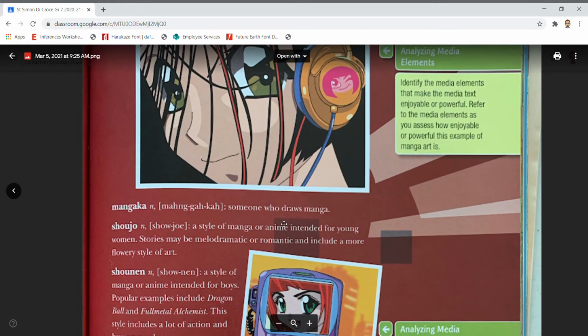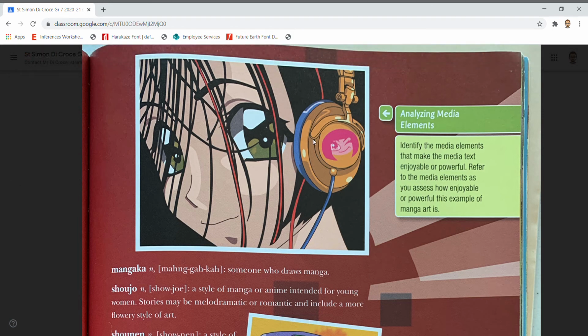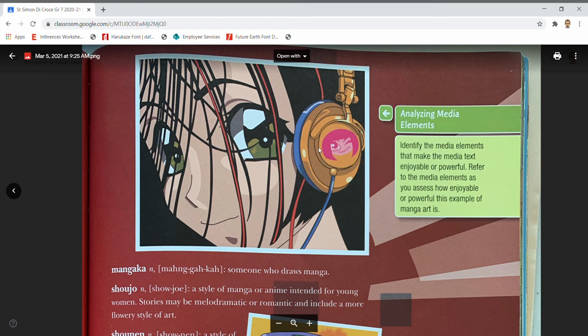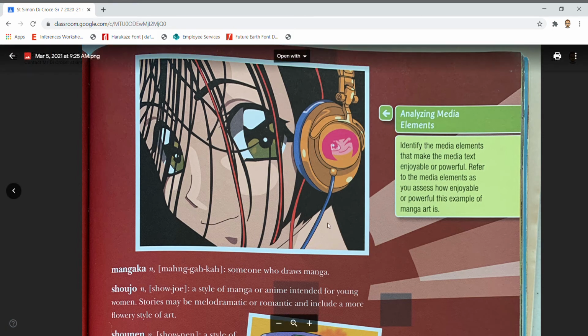What do we have here? There's a certain amount of intrigue here. You're intrigued as to what this character is thinking. There's a lot of attention drawn to the character's eyes here. They're wearing almost the Beats headphones, and you have someone here winking, so you already get a feeling about the character, what they're like.